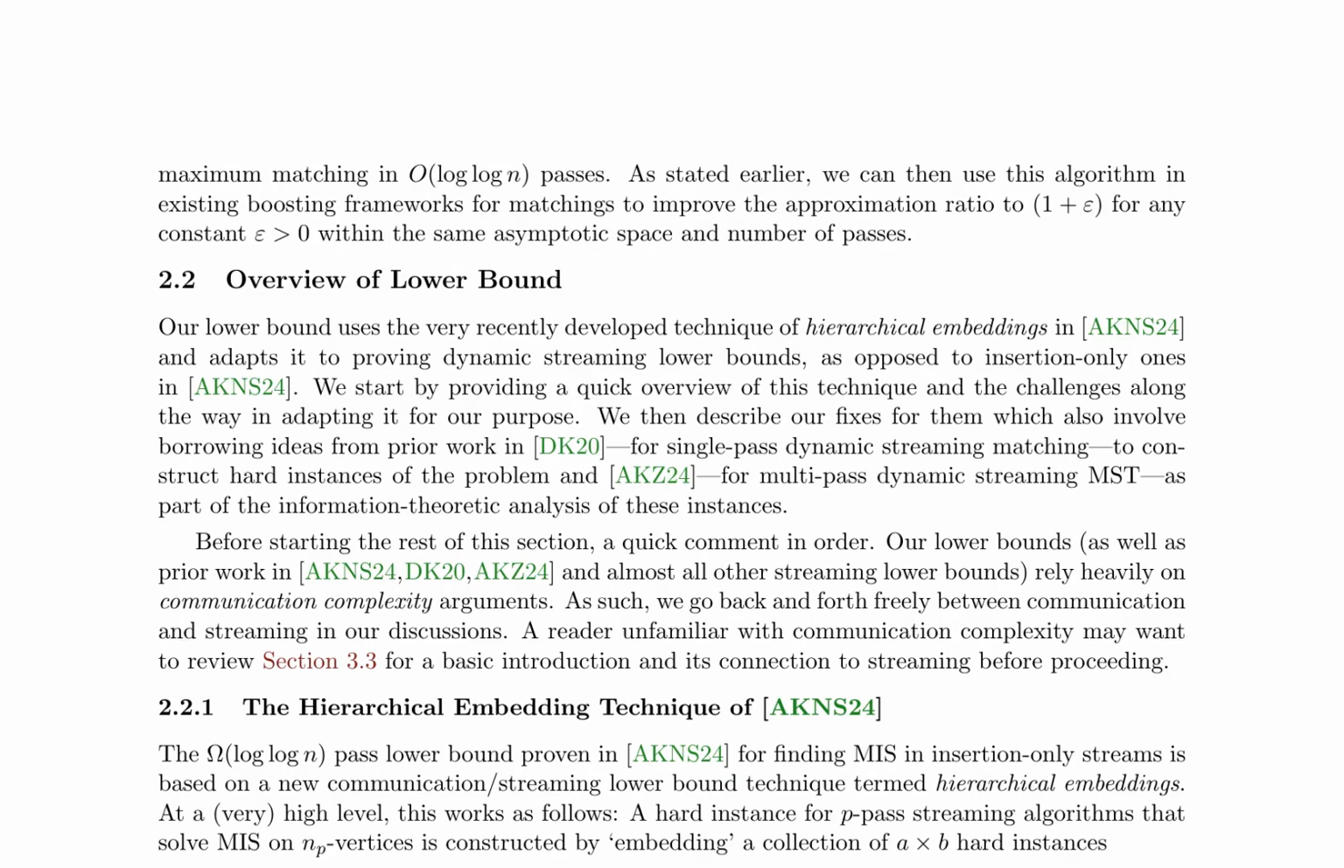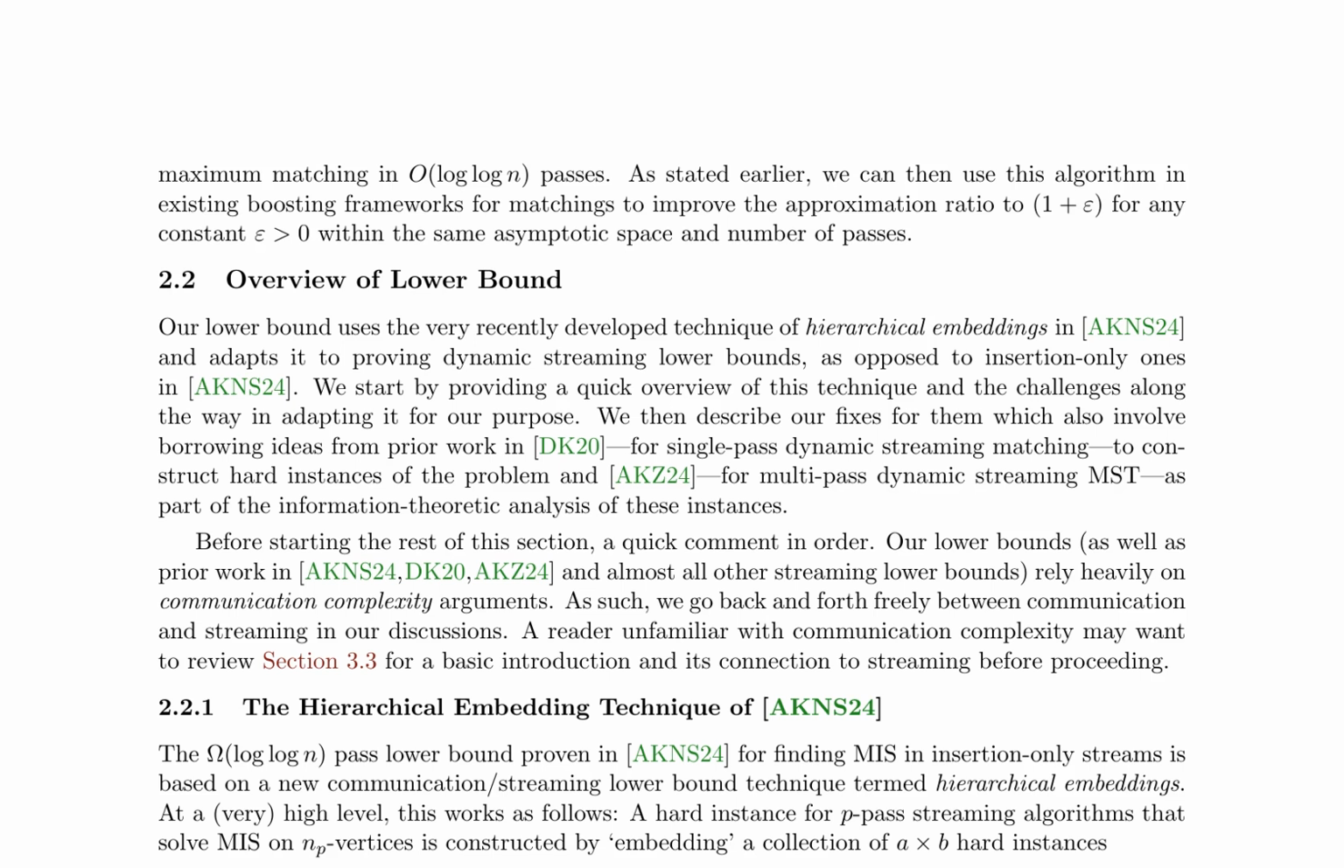The paper presents two key contributions: a novel algorithm for maximum matching in bipartite graphs and a lower bound for dynamic streaming matching. The algorithm leverages existing boosting frameworks and introduces a new method to find a maximum matching in O(log n) passes, enhancing the approximation ratio to 1 plus epsilon for any constant epsilon greater than 0 within the same space and number of passes.